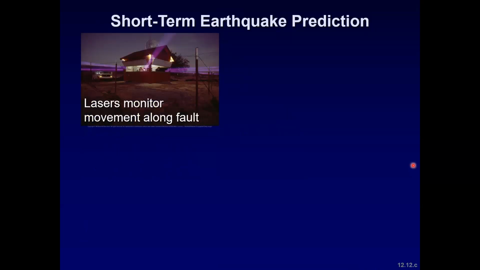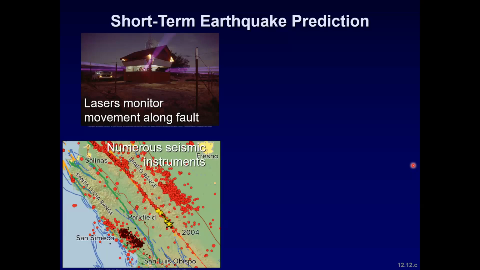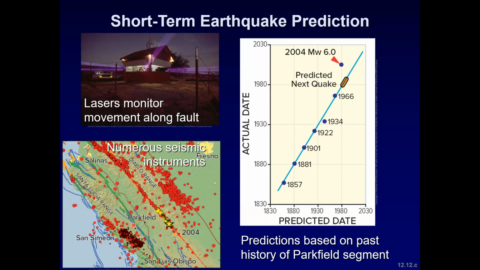Okay. So short-term earthquake prediction. We have lasers that can actually monitor movement along a fault if we know it's an area of concern. And we do, right? So this is still the San Andreas Fault system. You've got San Luis Obispo here. This is north of LA. Parkfield, Santa Lucia Range.